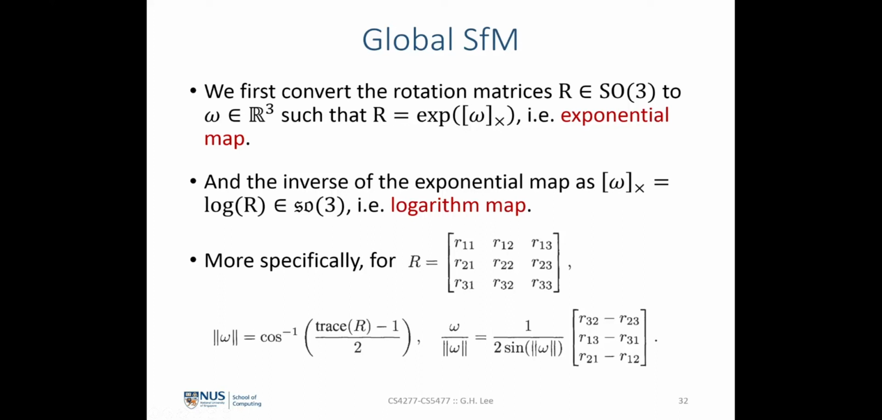And in order to solve this optimization, the first step that we need to do is to convert the rotation matrix, which is a 3 by 3 matrix in the special orthogonal group, in short we denote this as the SO3 group, to omega, which is a vector of 3 dimensions, such that the 3 by 3 rotation matrix is given by this formulation over here, the exponential of the skew symmetric matrix. So this is a 3 by 3 skew symmetric matrix that is obtained from the omega over here, which is in the R3 space. And we call this the exponential map.